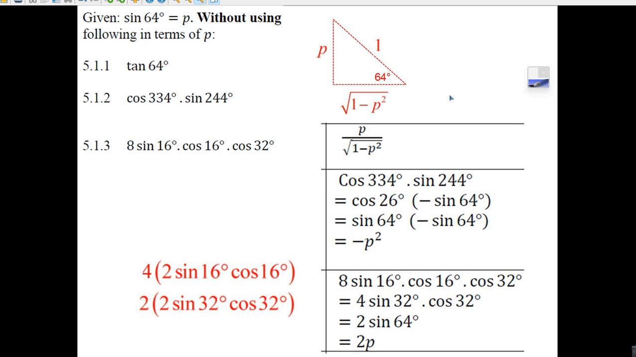Okay, let's look at the first trigonometry question. It's a Pythagorean trig. They say the sine of 64 degrees is equal to p. And there's other ways to do it. You can just go sine squared plus cos squared equal. Anyways, there's other ways to do it.